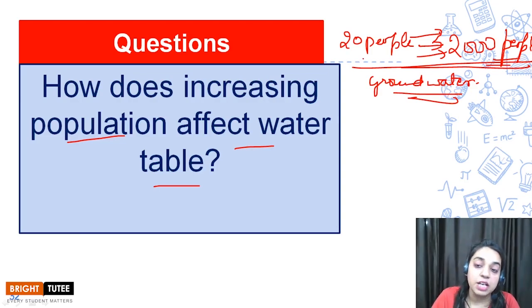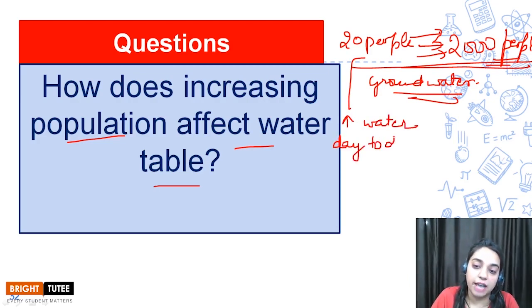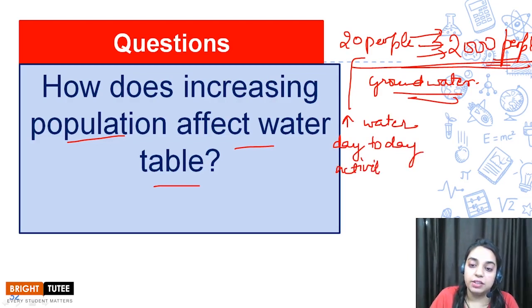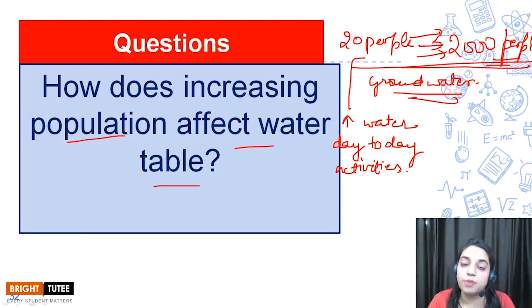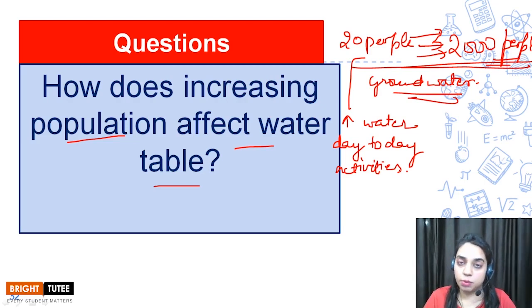Why children? Because with increasing population there will be an increase in the demand of water for day to day activities, like washing, cleaning, shaving, brushing, taking shower, all of these activities require water, because we cannot imagine a day without water, right? Even for cooking, we require water. So children, with increase in population, these daily needs for water will increase. So more water will be required.